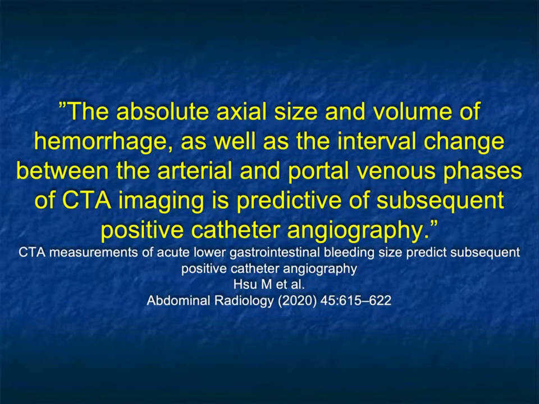And again, I just pulled this statement out. It's a good one to remember. Absolute size and volume of hemorrhage, as well as interval change between arterial and portal venous phase of CTA imaging, is predictive of subsequent positive catheter angio. So if you only see a small bleed and it's only maybe seen on venous phase and it's small, you might somehow tell the clinician that, hey, you're going to have a hard time finding a positive bleed on the angio. Maybe angio isn't indicated. That's an interesting statement, but state of the art now is do an angio after the CT.